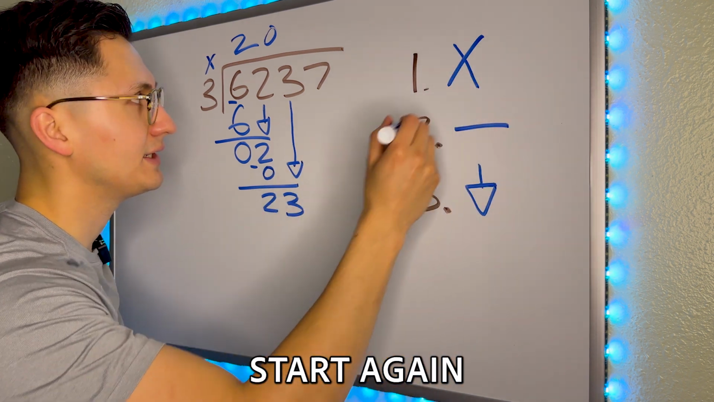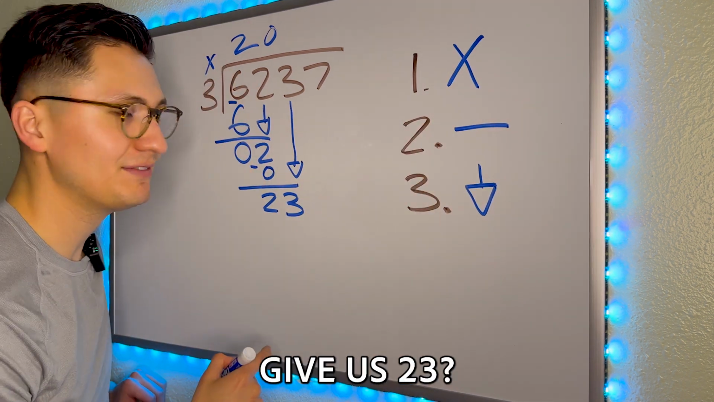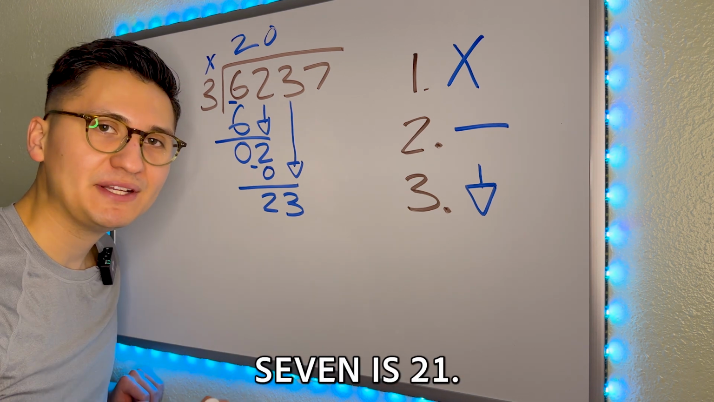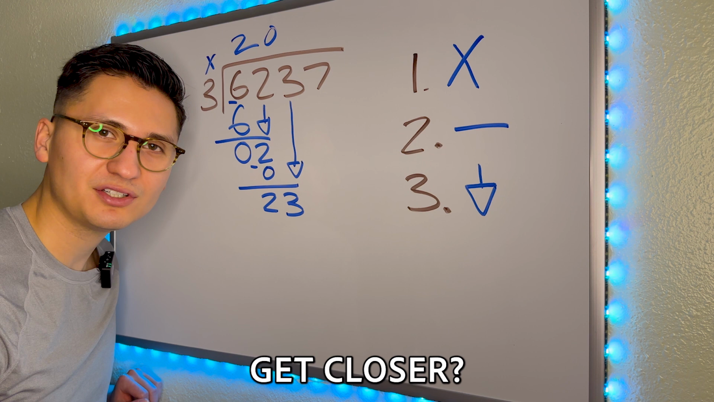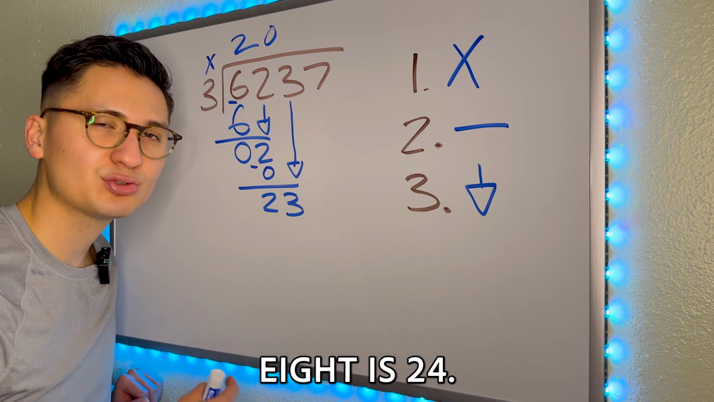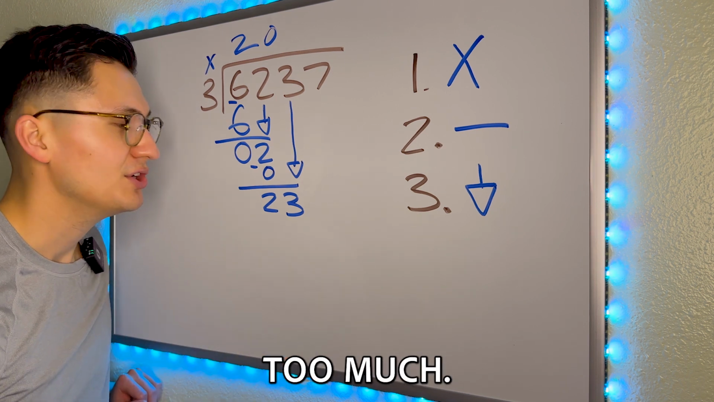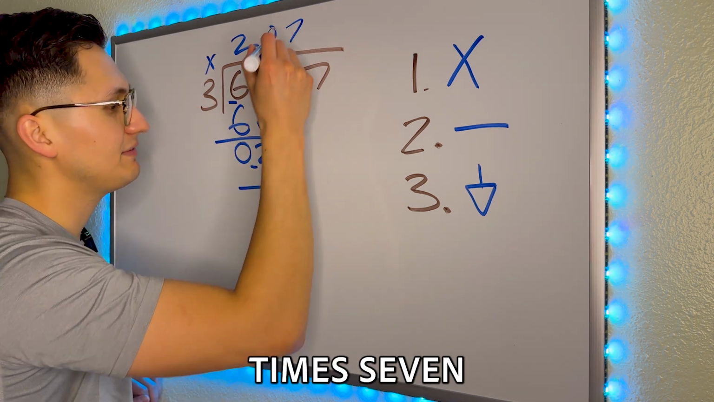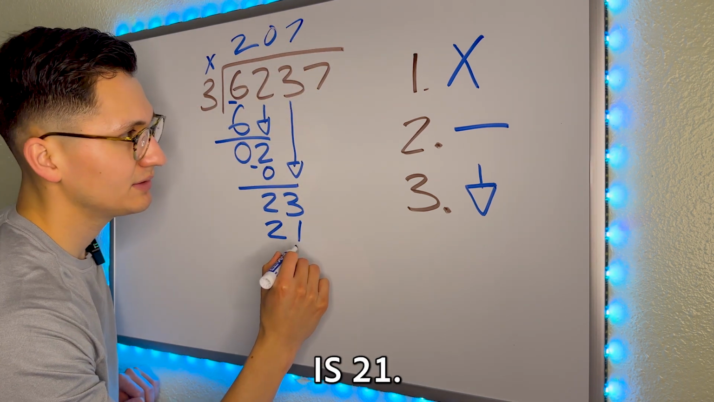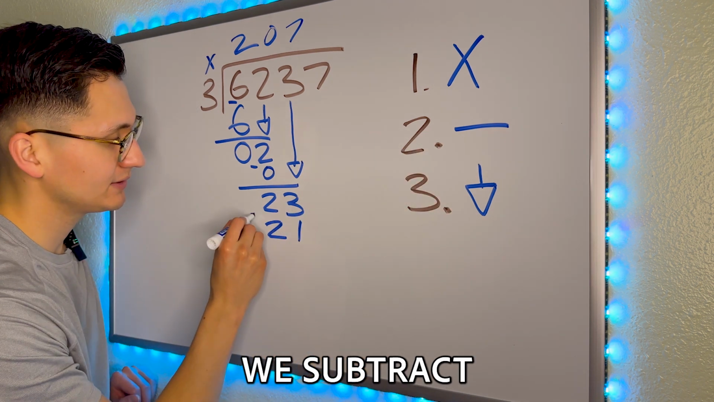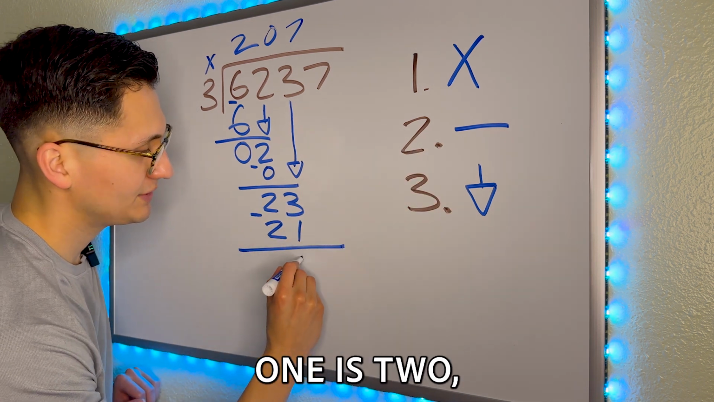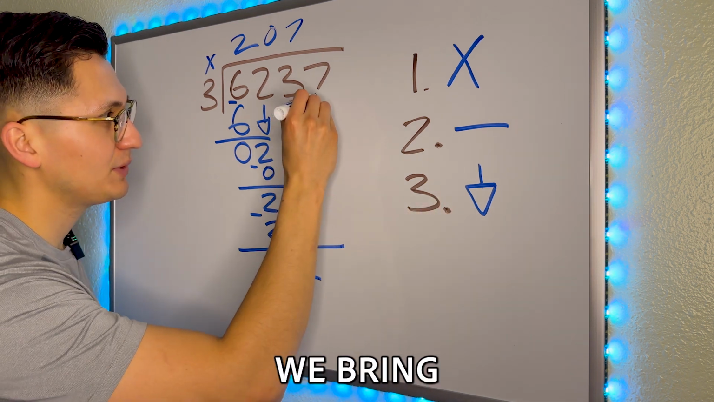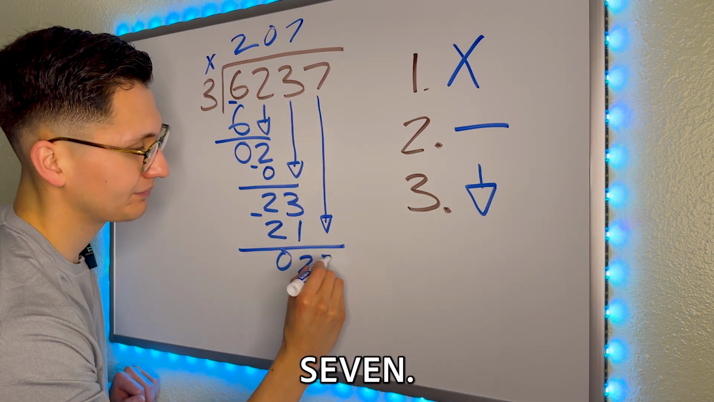And we start again. 3 times what is going to give us 23? Well, I know that 3 times 7 is 21. Can we get closer? 3 times 8 is 24. No, that's too much. So it has to be 3 times 7. So 3 times 7 is 21. Step 2, we subtract. 3 minus 1 is 2. 2 minus 2 is 0. Step 3, we bring down the 7.